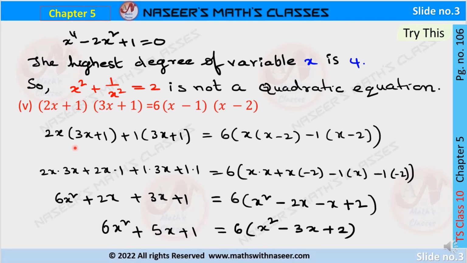Next, this can be written as 2x into 3x plus 2x into 1 plus 1 into 3x plus 1 into 1 is equal to 6 times of x into x plus x into minus 2 minus 1 into x minus 1 into minus 2. This can be further written as 6x square plus 2x plus 3x plus 1 is equal to 6 times of x square minus 2x minus x plus 2. Next, this can be written as 6x square plus 5x plus 1 in LHS, and in RHS 6 times of x square minus 3x plus 2.